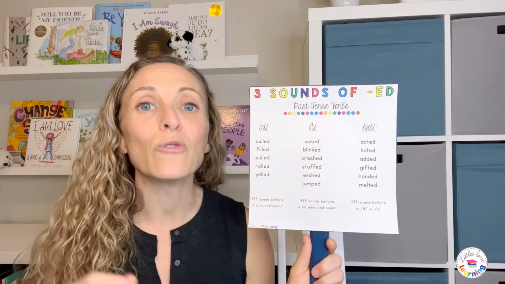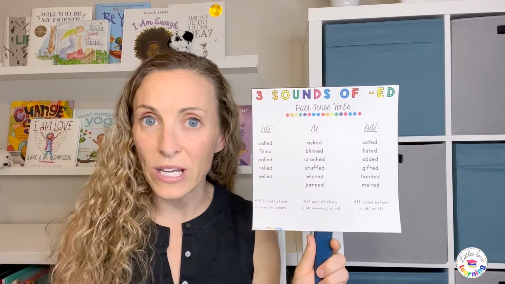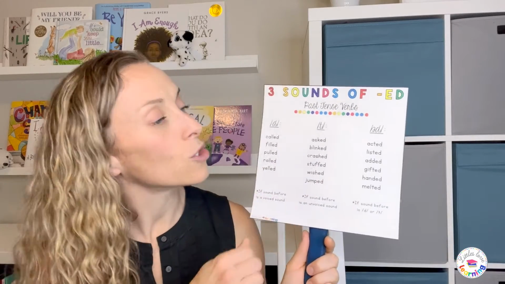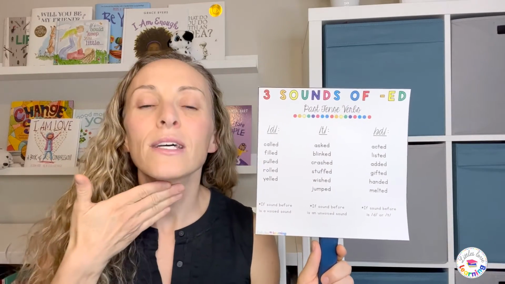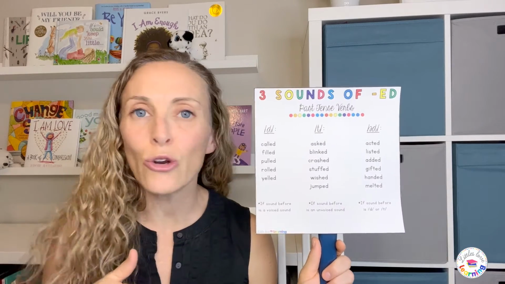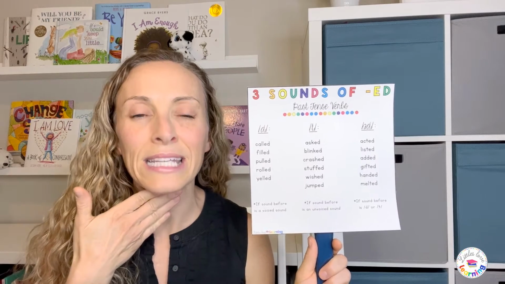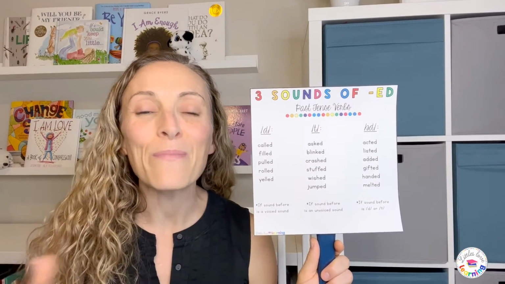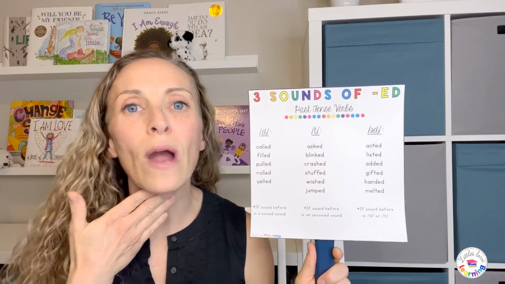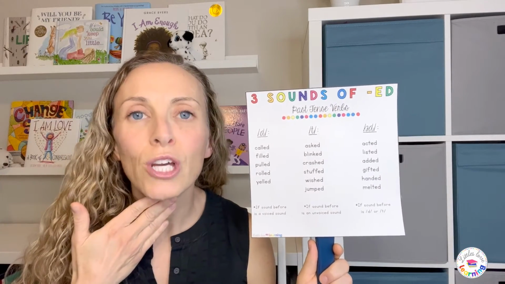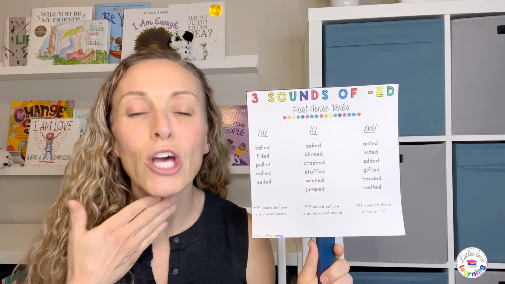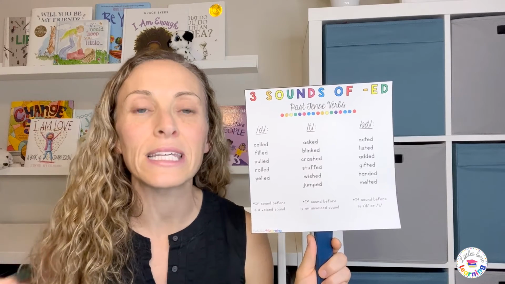Now, if the sound before the ED is an unvoiced sound, so the opposite, it's going to be pronounced as t. So that would be asked. Say k. It's the last sound in ask. It doesn't turn our voice box on. Asked. So then when we add ED, it's pronounced with a t sound. Blinked. Crashed. Shh. That's the last sound before the ED. It doesn't turn our voice box on. Shh. So therefore the ED is going to represent t.